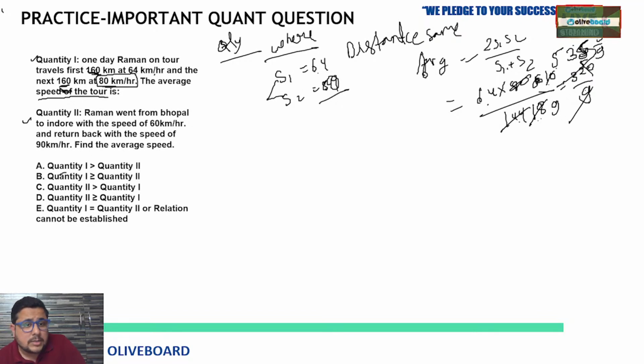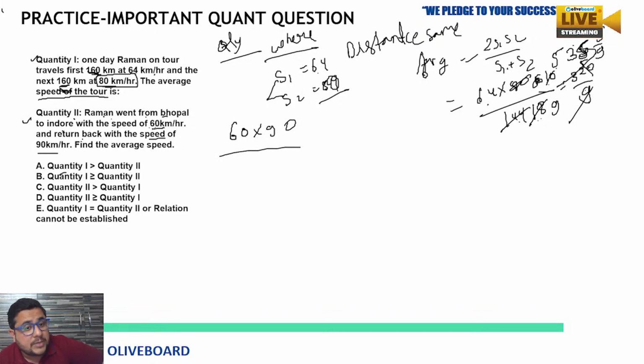Yes. Now, if we talk about Raman, Trishna is saying, see what about others? Quantity 2: Raman went from Bhopal to Indore with a speed of 60 km per hour and returned back with a speed of 90 km per hour. Here the speed is different. You can say 60 multiply 90 upon 60 plus 90. In this case also, the distance is constant and speeds are different. When distance is same, then you can apply the direct formula.